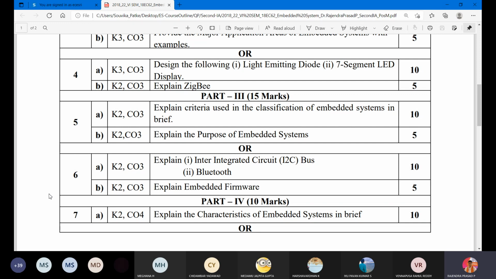So for Bluetooth you have to write piconet, scatternet, what is the speed, what is the range, what are the hardware devices, and what are the different types available in the Bluetooth versions. Those are all things you need to discuss. Explain embedded firmware. So you know about the software part, the kernel part, the OS part, you need to explain.